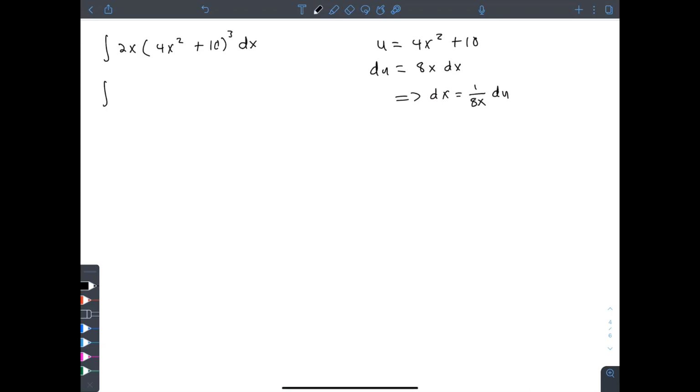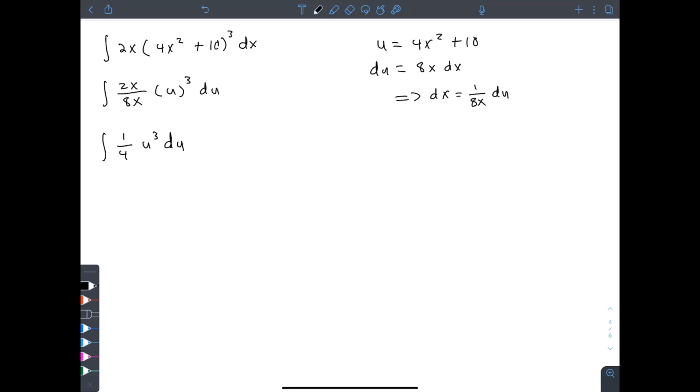So I'll have the integral of 2x over 8x, u cubed du, and I'll see that because I chose 4x squared plus 10, my x's cancel out, and I'm left with an integral that's going to be in terms of u. So I get 1/4 u cubed du. And this looks a whole lot like that integral I showed you earlier, which was the integral of x squared dx. And this we know we can solve.